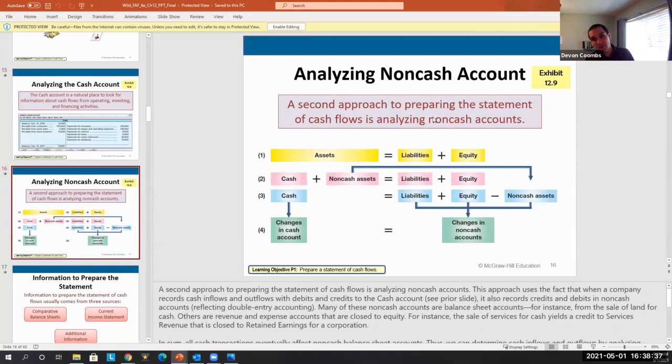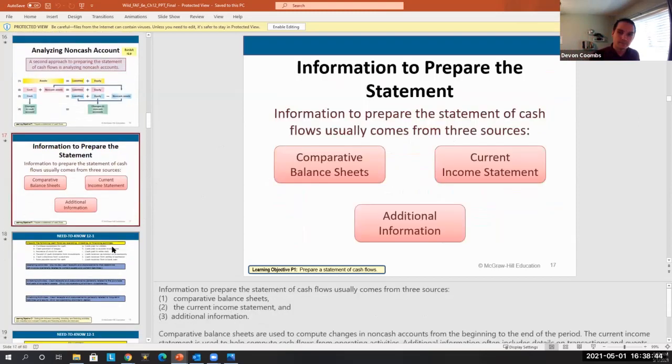So a second approach to prepare the statement of cash flows is analyzing non-cash accounts. That's what we really use in practice, called the indirect method. So to do this, we just look at our balance sheets and our income statements from over the last year, and we see how they changed. For example, if inventory goes up $10 million, we know that we spent cash on it. So our cash goes down 10 million in our operating activities.